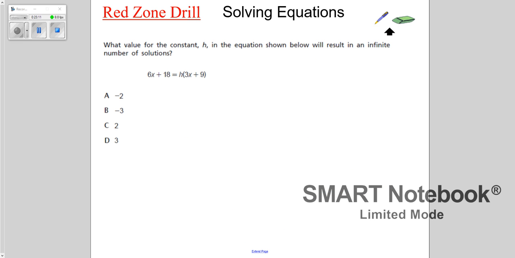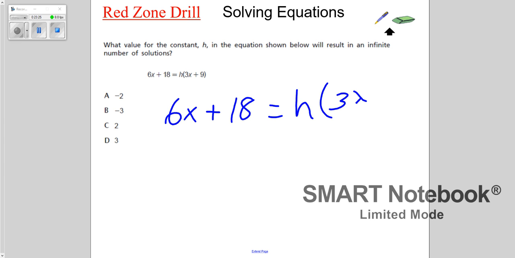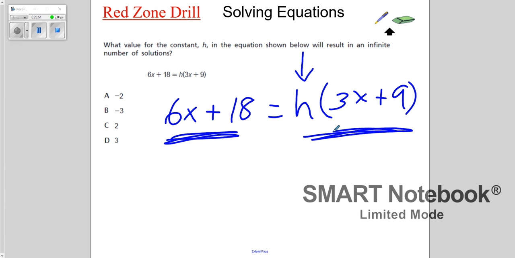All right, this one's a little different. It says, what value for the constant h in the equation shown below will result in an infinite number of solutions? I'm going to rewrite it so it's a little bigger. That gives me a little more room to work with it. So what the question's asking you is, what number can we replace that h with that'll make both sides have infinitely many solutions? Well, remember we talked about earlier, and at any point if you feel like I've said something to give you a hint or you're ready to go, pause the video, do the question. If you remember earlier, for an equation to have infinitely many solutions, both sides, the left side and the right side, have to be exactly the same.